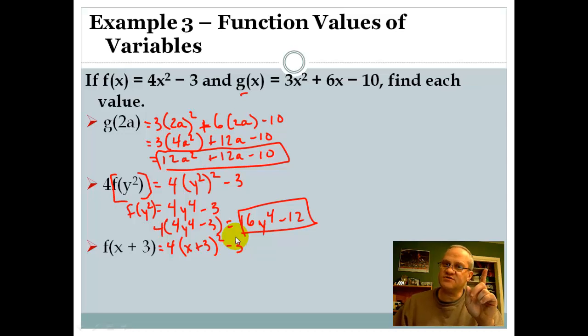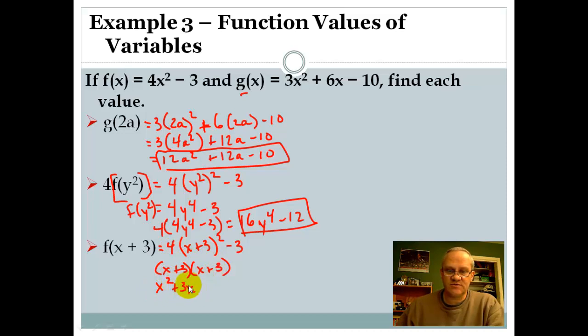Now, we've talked about this very recently. What happens when you take a parentheses here that's like a binomial and you square it? Write it twice, and FOIL it, right? And so we're going to do that first, and then we've got to go times 4 there. So here's what we have. X plus 3 times x plus 3. FOIL it. X times x is x squared. Outer would be plus 3x. Inner, another plus 3x. And last would be 9.